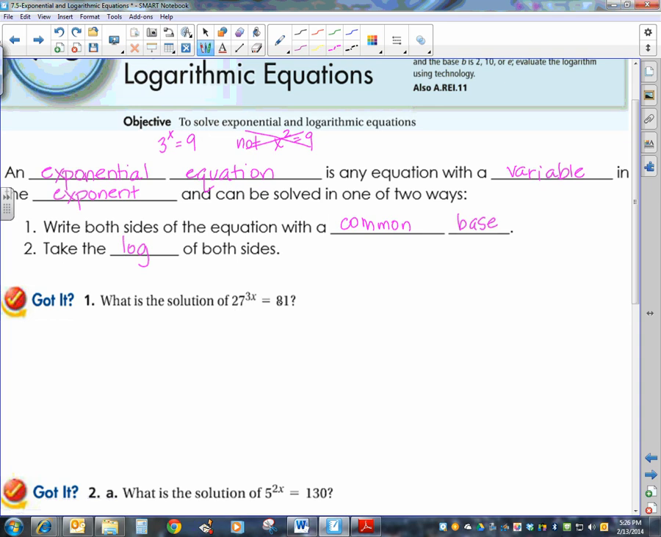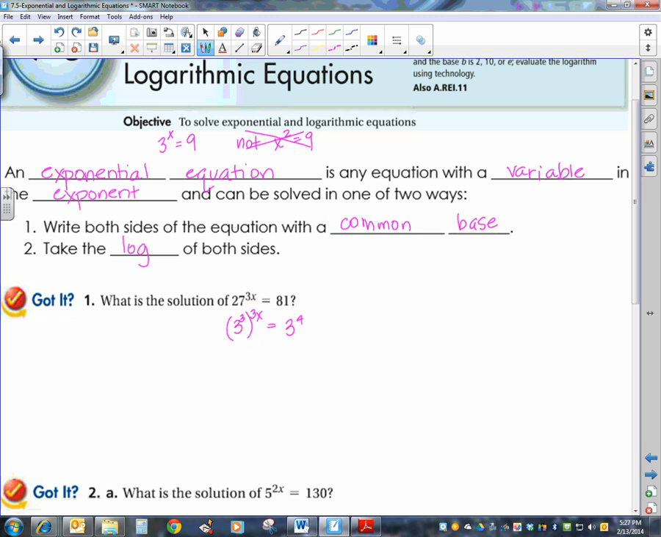To start off with, we have: what is the solution of 27 raised to the 3x equal to 81? Our goal, and it's always going to be easiest, is to write both sides with a common base. So can you write 27 and 81 with the same base? Hopefully you've learned your powers and you know that 27 is the same thing as 3 to the third, and 81 is 3 to the fourth. So I have now written both sides of my equation with the same base.